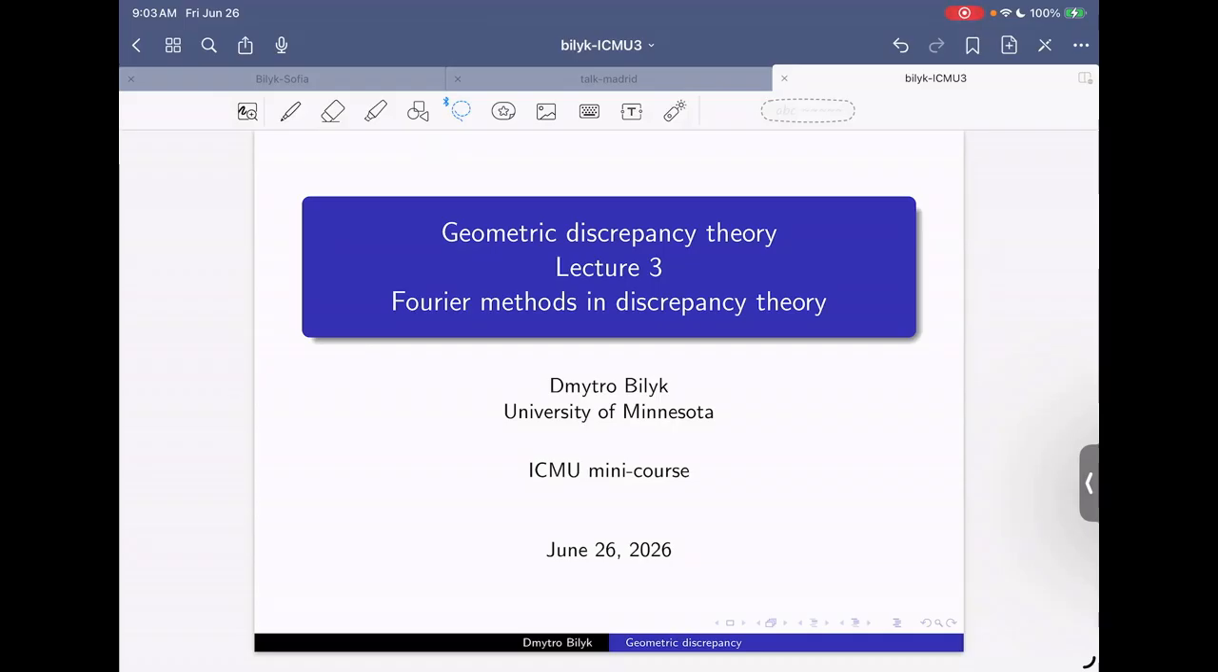Today's lecture is again disjoint from the previous two lectures, so if you haven't listened much, you can just start listening from scratch. We will talk about the application of Fourier methods in discrepancy theory. As I said, the whole course is focused on the applications of analysis in discrepancy theory. I'm primarily an analyst. My PhD was in harmonic analysis, and I consider myself a harmonic analyst.